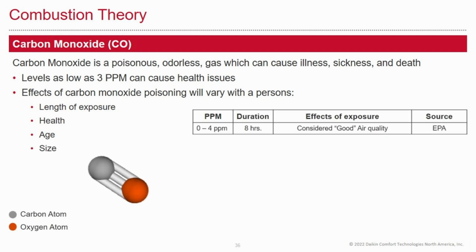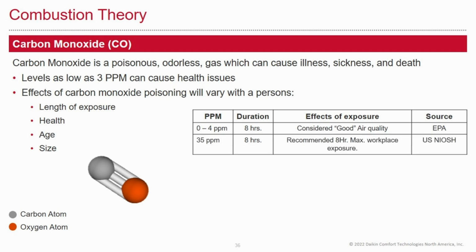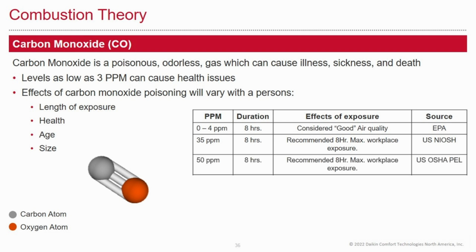From 0 to 4 parts per million over a duration of 8 hours is considered good air quality, according to the EPA. 35 parts per million for a duration of 8 hours is a recommended 8-hour maximum workplace exposure, according to the National Institute of Occupational Safety and Health. 50 parts per million for a duration of 8 hours is the recommended 8-hour maximum workplace exposure, according to the Occupational Safety and Health Administration, OSHA, permissible exposure limit.